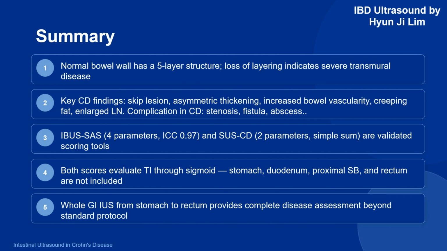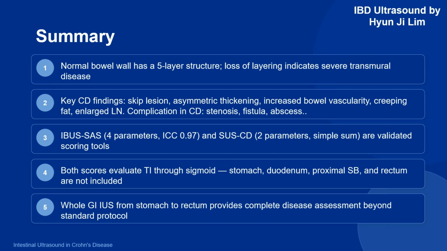To summarize, there are 5 take-home messages. 1. The normal bowel wall has 5 layers, and loss of the layering indicates severe transmural disease. 2. The key Crohn's disease findings are skip lesions, asymmetric wall thickening, increased vascularity, prominent mesenteric fat, and enlarged lymph nodes, with stenosis, fistula, and abscess as major complications. 3. IBUS-SAS with 4 parameters and excellent reproducibility, and SUS-CD with 2 parameters and a simple sum are both validated scoring tools in IUS.